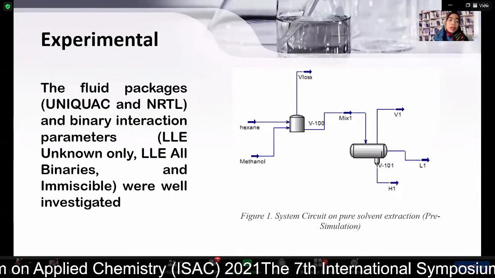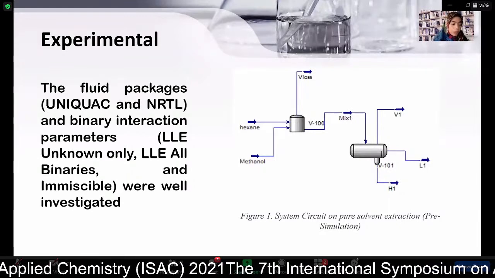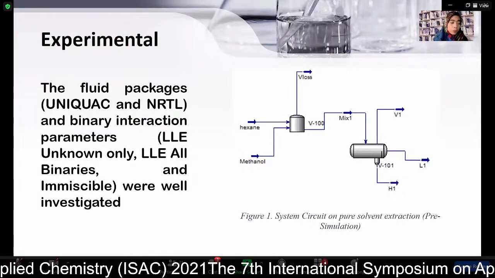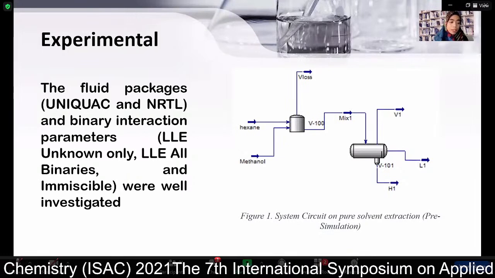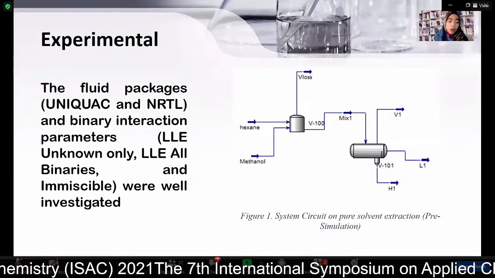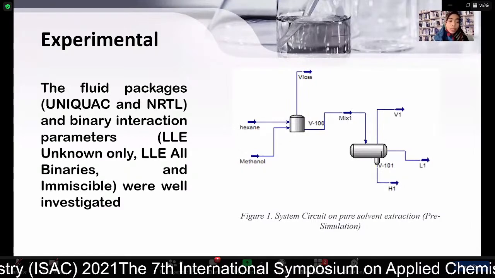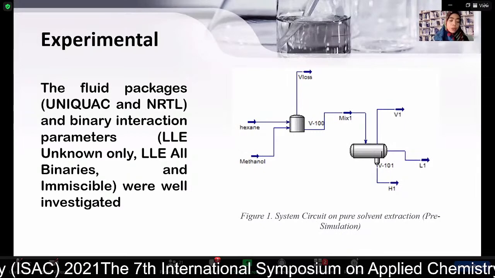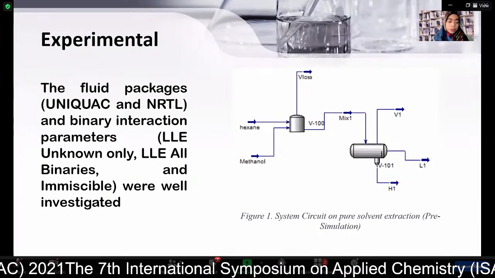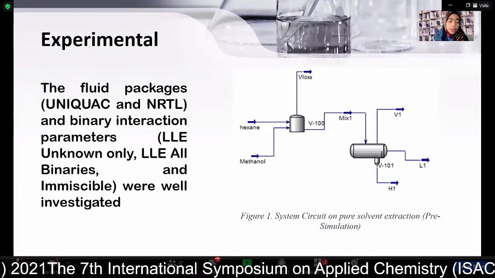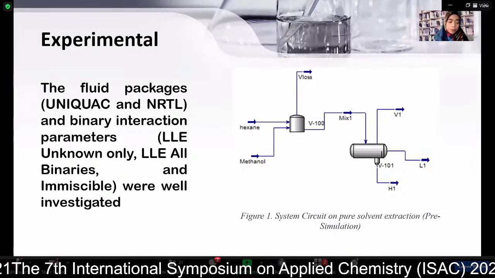The experimental, the fluid package. Then we move to the experimental. In Aspen HYSYS, we use a fluid package and binary interaction parameters. The fluid packages that we use were UNIQUAC and NRTL, because these are suitable for liquid-liquid equilibrium. The binary parameters we use are LLE unknown only, LLE all binaries, and immiscible. In figure 1, we can see the system circuit of the batch-wise solvent extraction in pre-simulation.